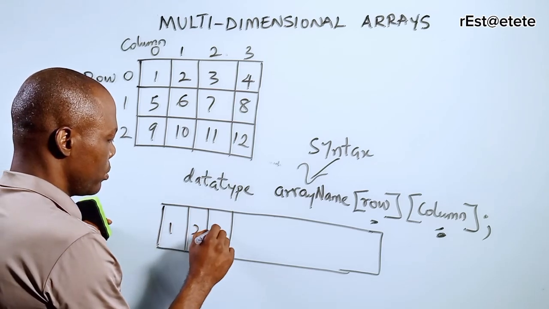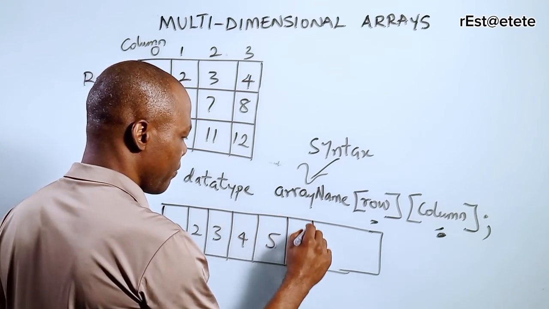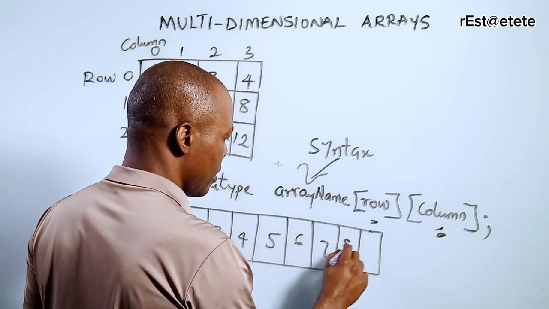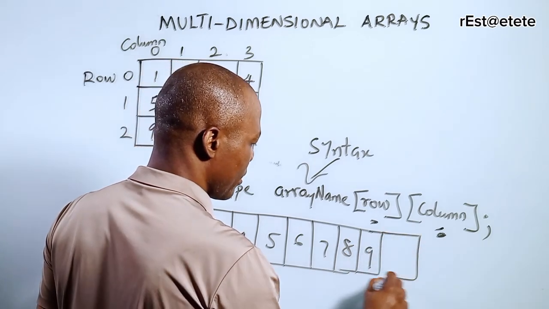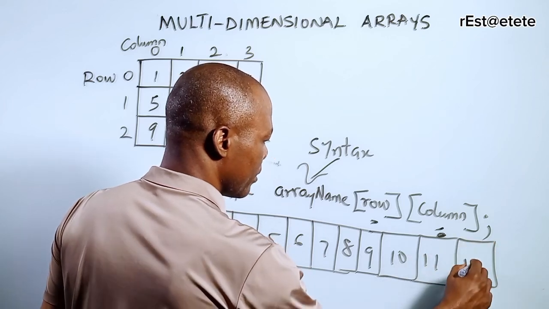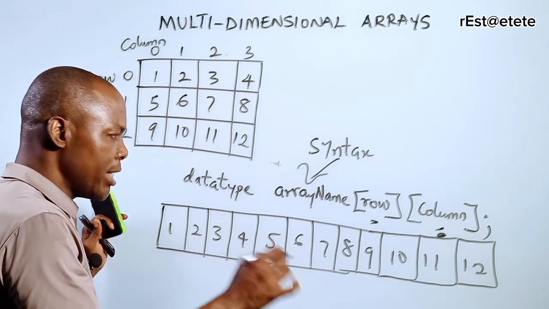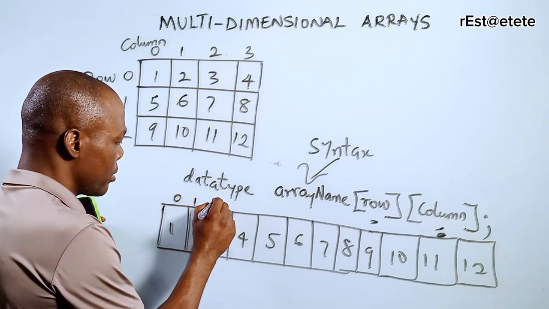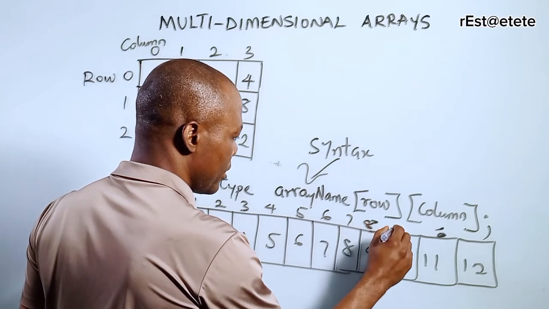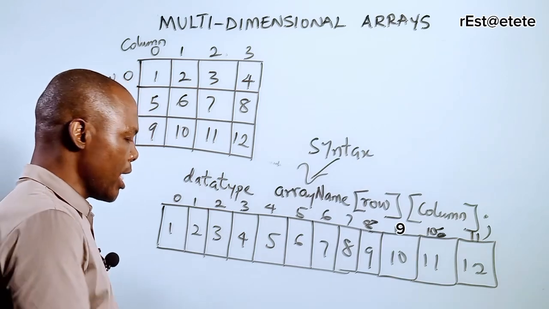So 1, 2, 3, 4, 5, 6, 7, 8, 9, 10, 11, 12. Now, this should have been it in a one-dimensional array. And then the index would be 0, 1, 2, 3, 4, 5, 6, 7, 8, 9, 10, and 11. That would be the index for each of the numbers.